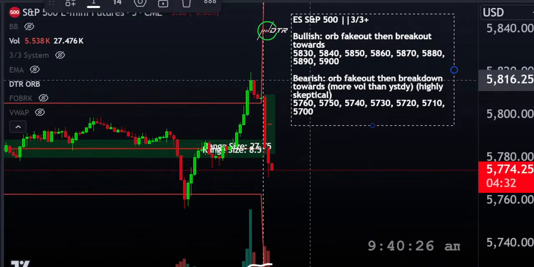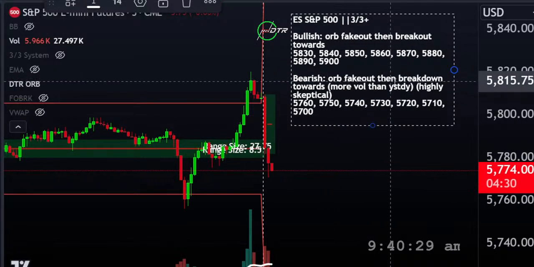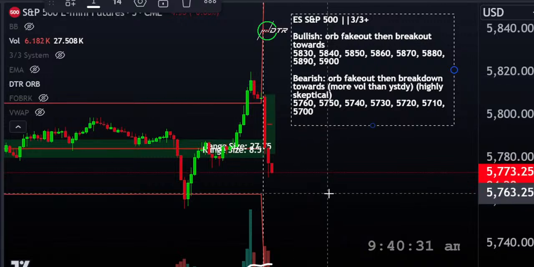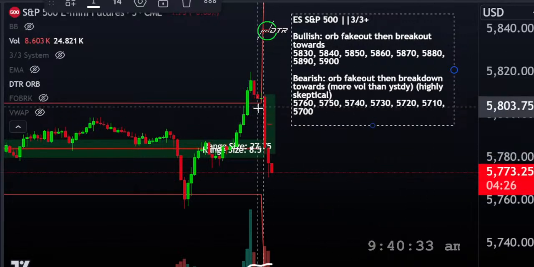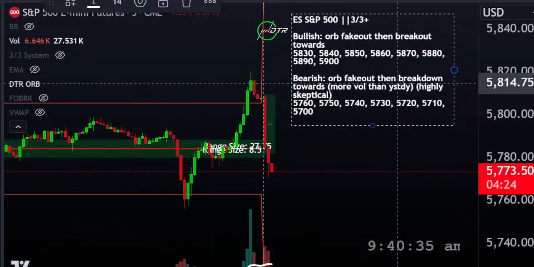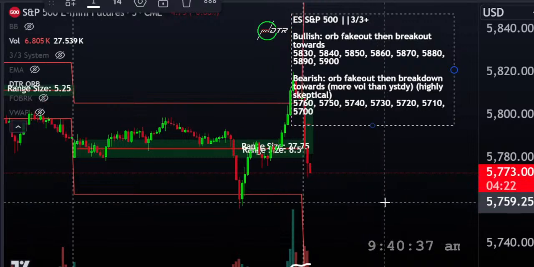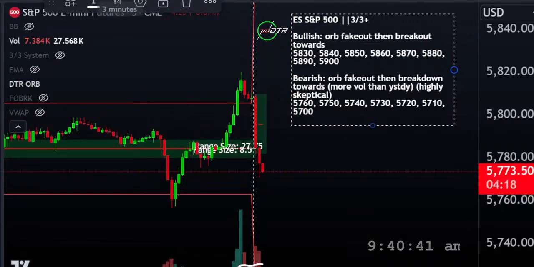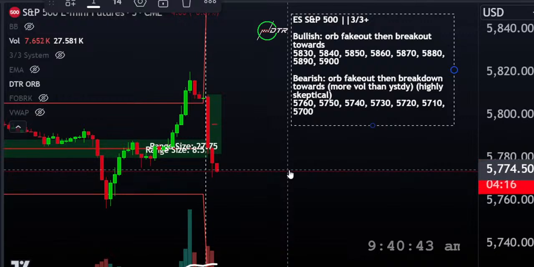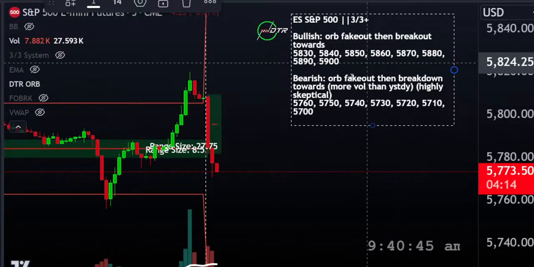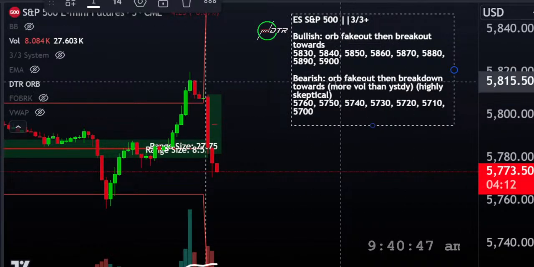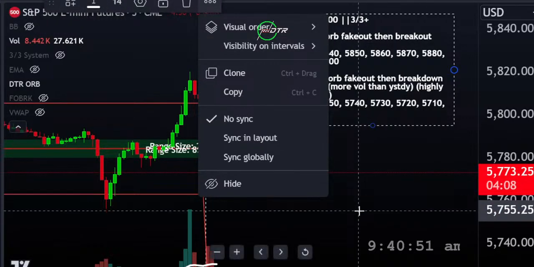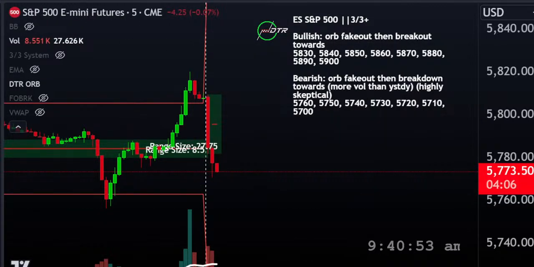So I'll look at my bearish plan on ES. ORB fake out, then breakdown towards, right, more vol than yesterday. So we have more volume than yesterday. I was skeptical that we were going to get more volume than quarter end, but we're getting a version of that here to start the session off, right? So our bearish plan seems to be more likely right now than our bullish plan. Make sense?